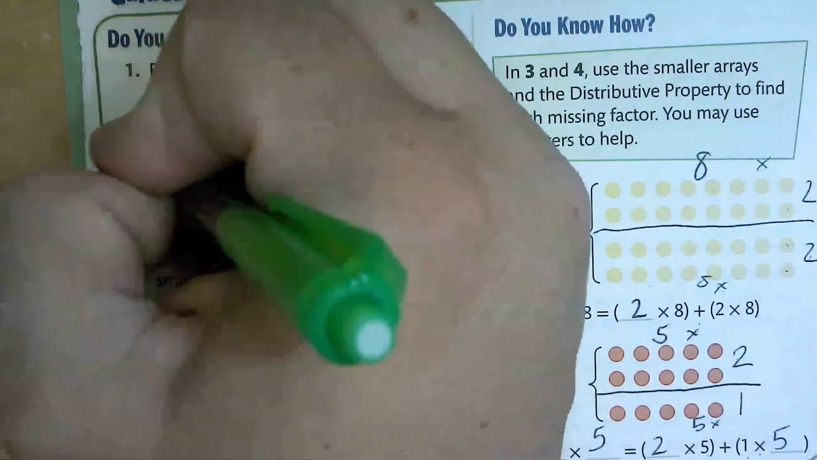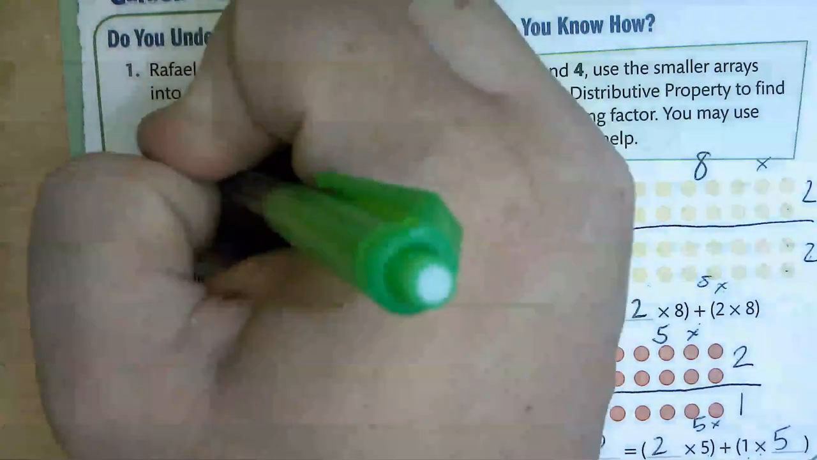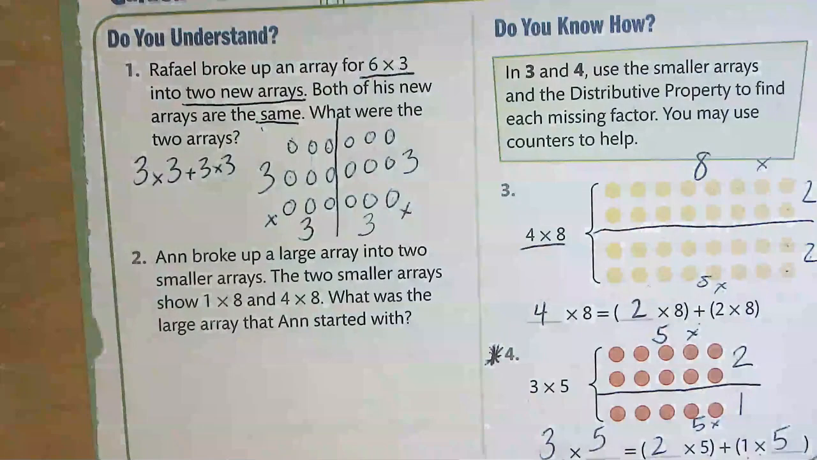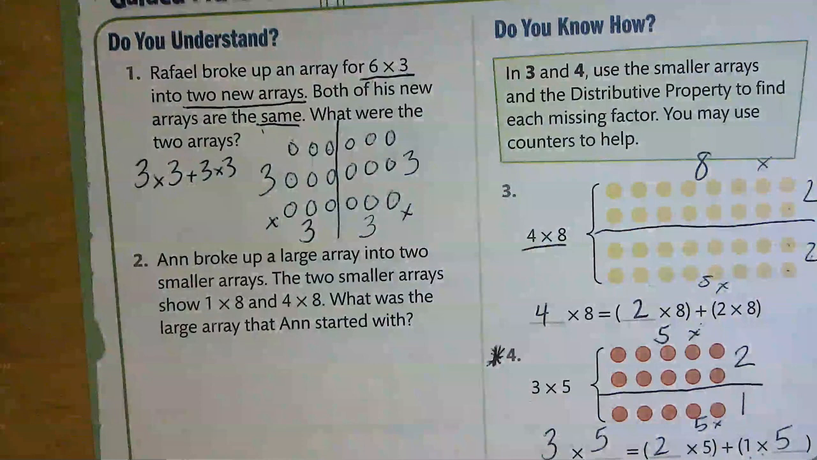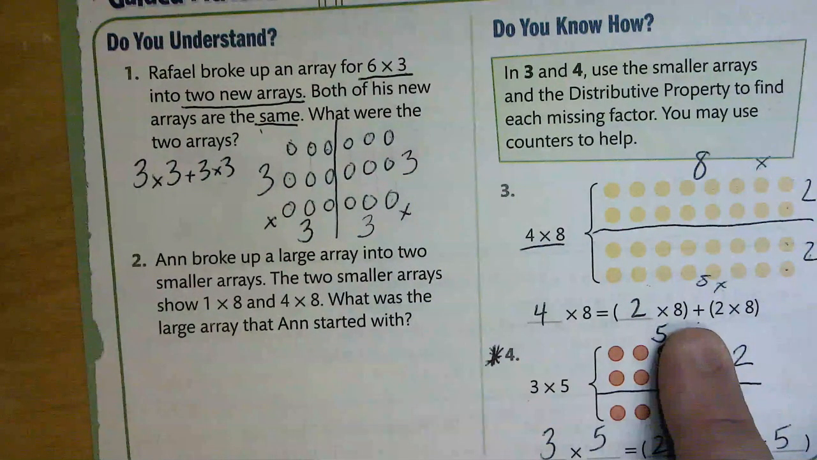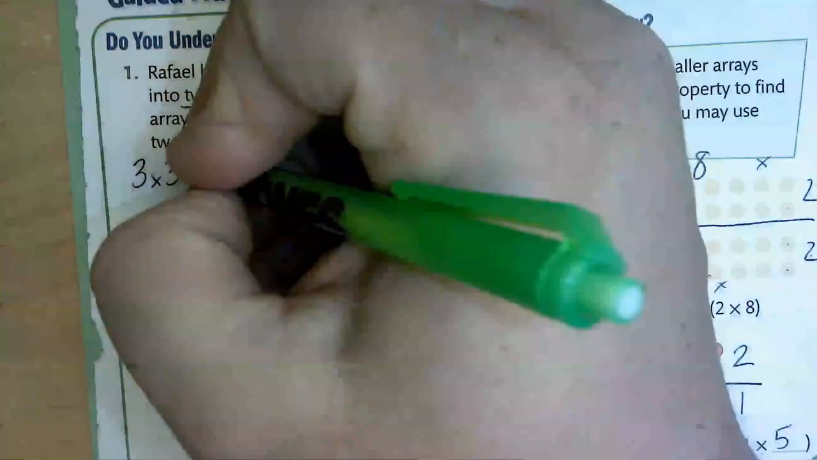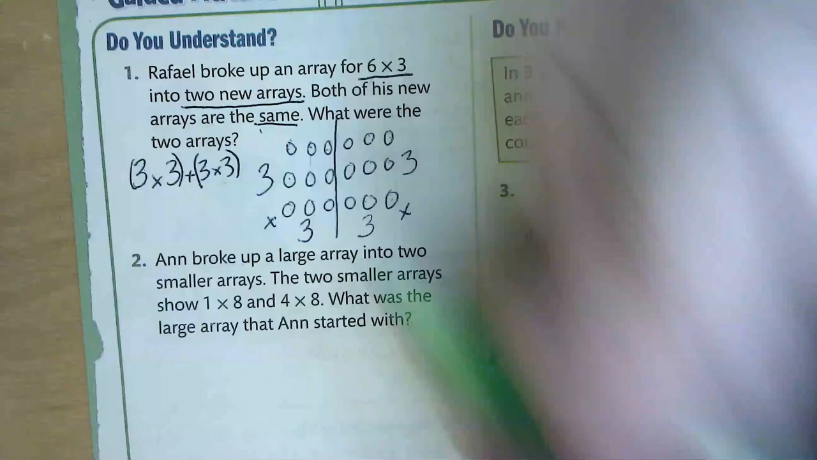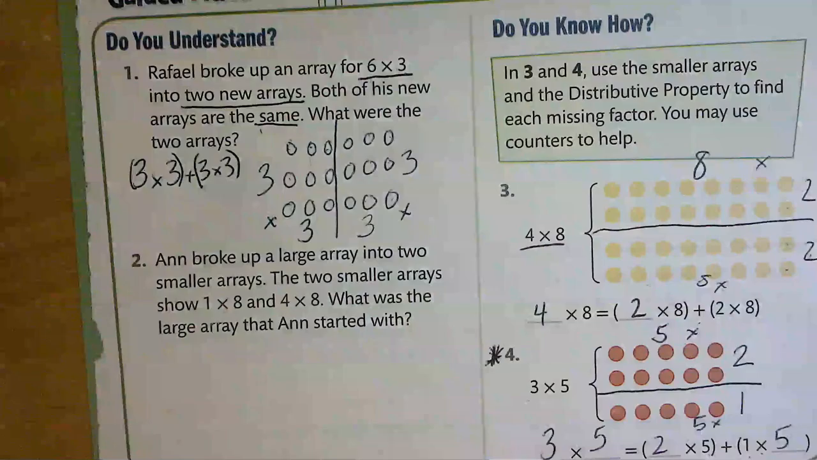3 times 3 plus 3 times 3. All right. Now, before I go on, I'm not actually done because just like over here, we want to put our parentheses around the 2 arrays that we just created. So I actually need to put a parenthesis around each of my 3 times 3s.